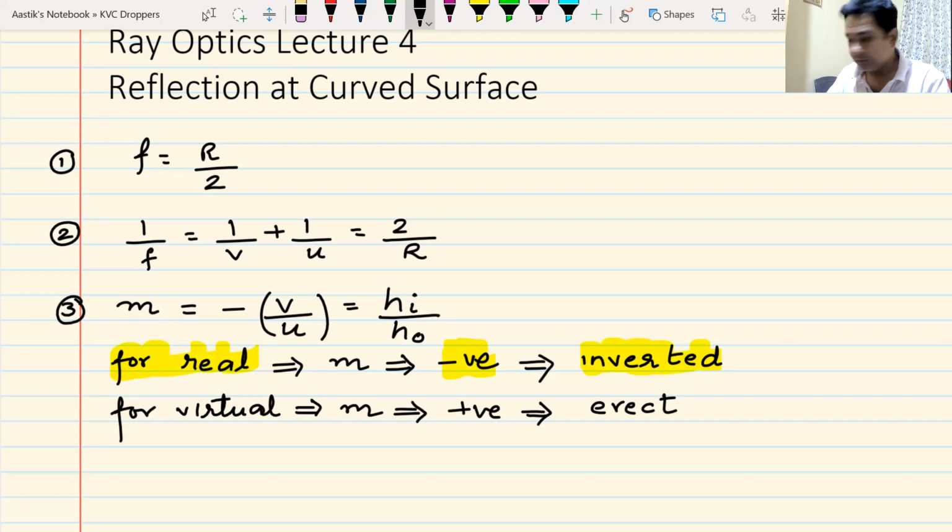Where is my cursor? Cursor has disappeared all of a sudden. It is here. Working here. Some problem with this gentleman. Okay.